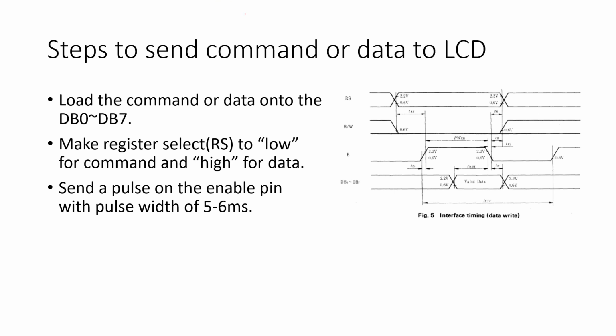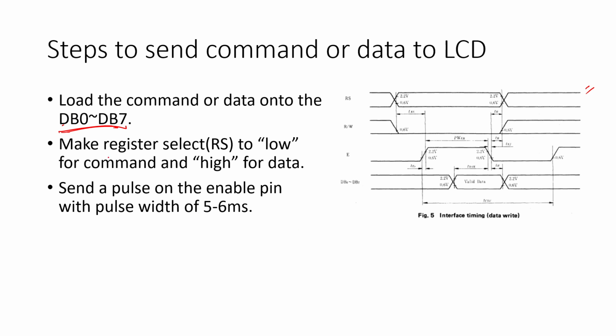Moving further, the steps to send a command or data to the LCD. This is a timing diagram; if you want, you can look into it. Each line corresponds to a signal. How we are doing it is, first we have to load the command or data onto the lines DB0 to DB7. Loading, for example, if you have connected DB0 to DB7 to port A0 to port A7 pins, then you can simply write GPIOA->ODR |= your data, let's say 0xCH. This will write whatever data you want onto the data lines. This is just an example if you are using GPIOA.